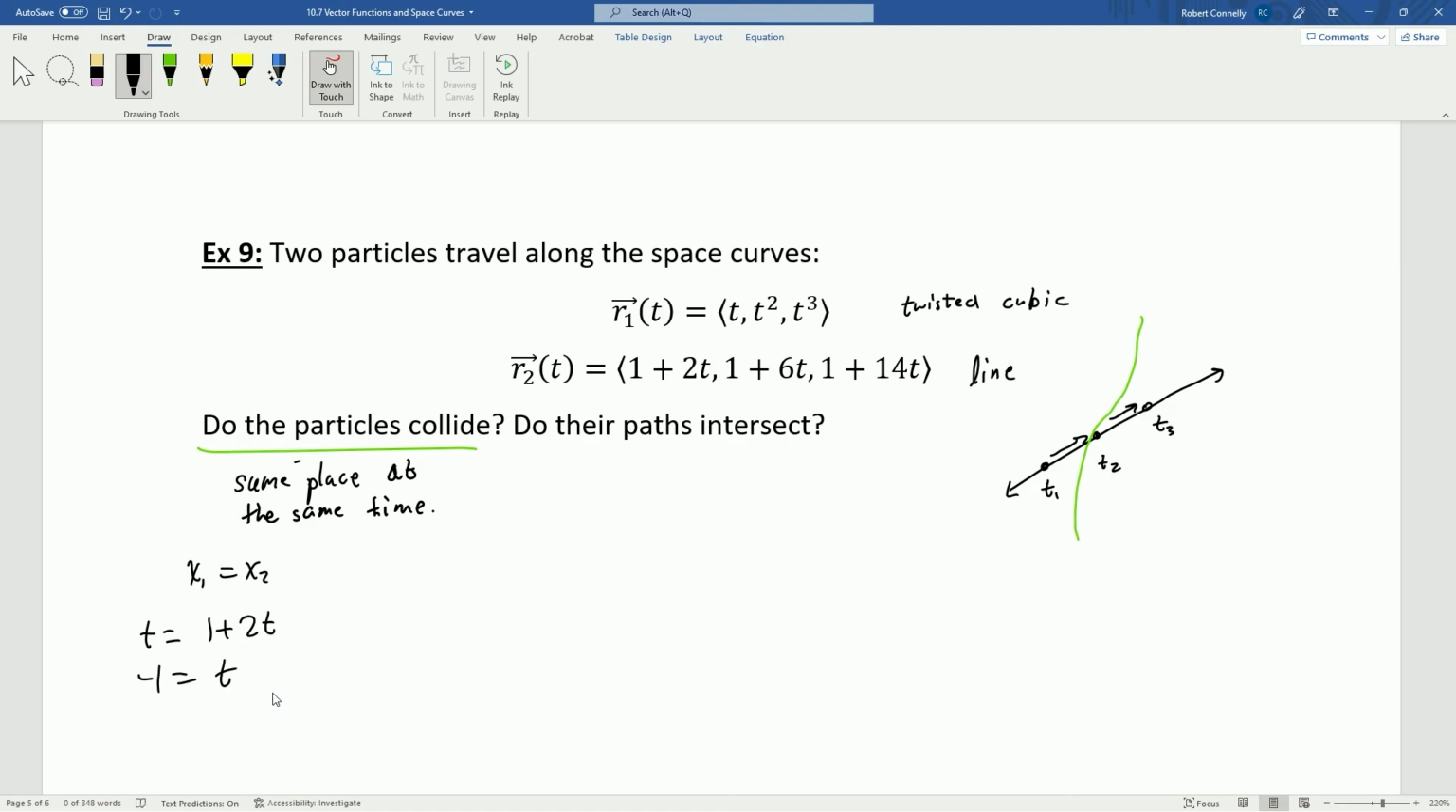And now I'm just going to check if y1 and y2 are then equal. So y1 would be t squared, which would be 1, and y2 would be 1 plus 6t, which would be negative 5. So these are not equal. So no, the particles don't collide.